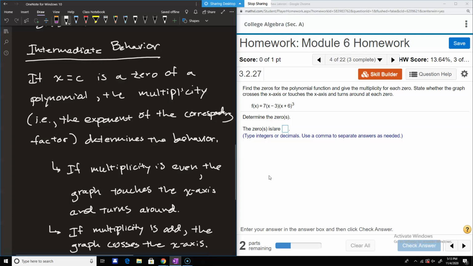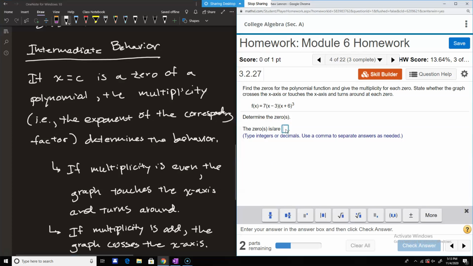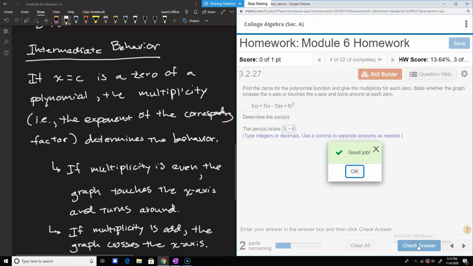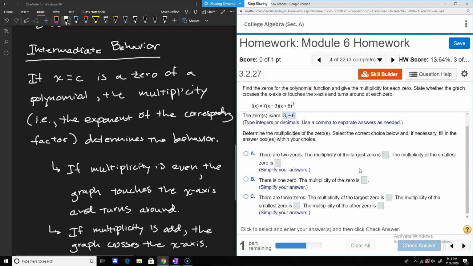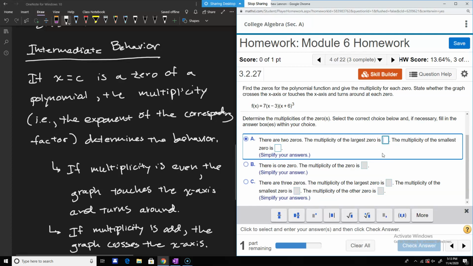I'm sure we'll have an example where it's not. As we said, the zeros were 3 and -6. So that's the first question. The second question is there are 2 zeros. The multiplicity of the largest zero, so the largest zero would be +3. 3 is bigger than -6. It has a multiplicity of 1. And the multiplicity of the smallest zero is 3. Now that's kind of weird wording, but you'll just have to get used to it. It's just so they can't give away the answer.